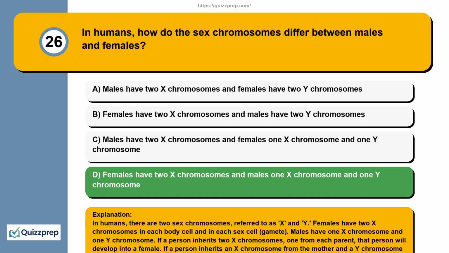If a person inherits two X chromosomes, one from each parent, that person will develop into a female. If a person inherits an X chromosome from the mother and a Y chromosome from the father, that person will develop into a male.